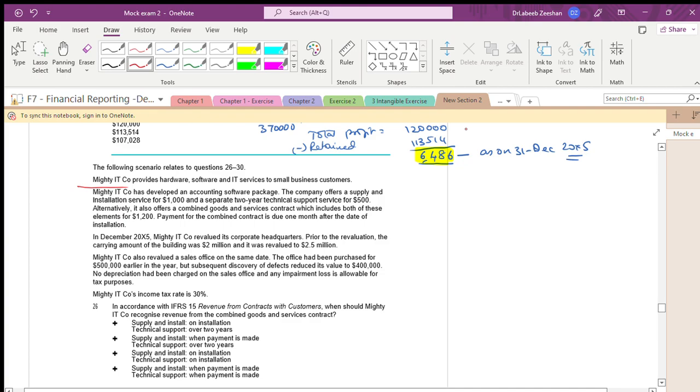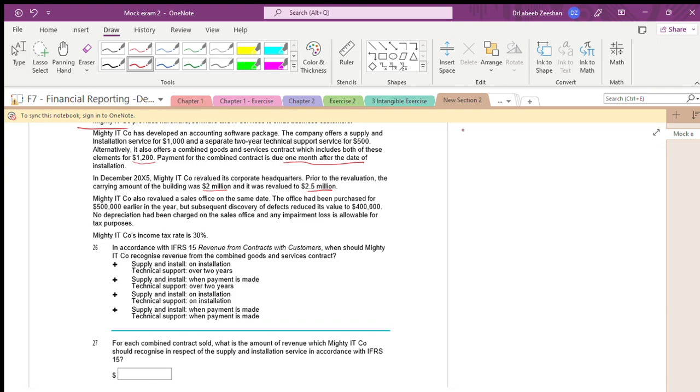The company offers a supply and installation service of 1000 and a separate 2-year technical support of 500. Alternatively, it has offered a combined goods and service contract which includes both the elements, for 1200. Payment of the combined is due 1 month after the date of installation. In December 2005, they revalued the headquarters. Prior to revaluation, the building is 2 million and it is valued to 2.5. Revaluation gain was there.